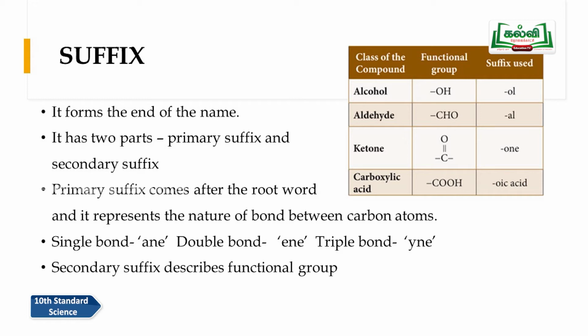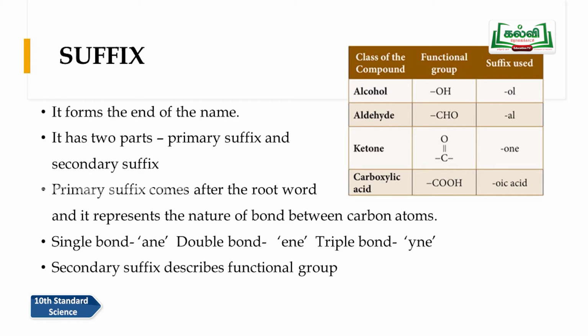Now what is secondary suffix? Secondary suffix gives us an idea about the functional group. It describes the functional group. For example, you can see in the tabular column which is given, if it is an alcohol, the functional group is OH, and the suffix which we have to use for this is OL. So for alcohol, the suffix to be used is OL.